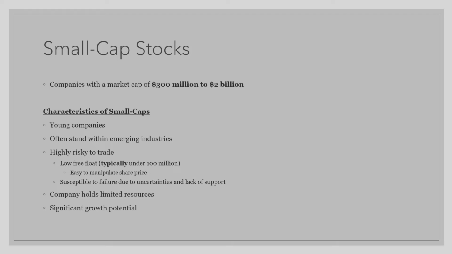Small caps are identified by a series of characteristics. For example, they are often young companies or companies within niche markets. They also stand within emerging industries. They are also highly risky to trade due to their low free float, causing share price to be easily manipulated. This will be explained further in a later lesson. The high-risk trading also comes from the fact that they are susceptible to failure due to uncertainties and the lack of company support and backing. Small-cap stocks have limited resources. However, there is a significant growth potential.